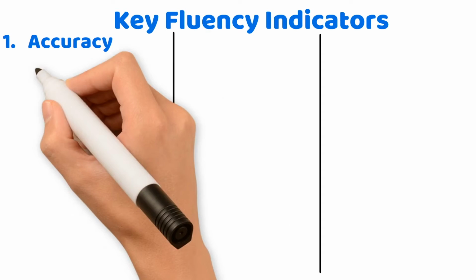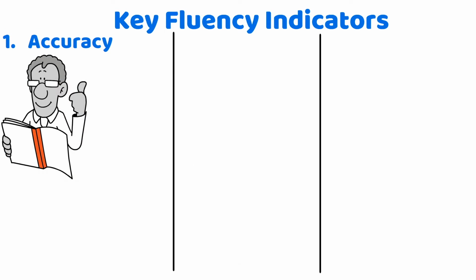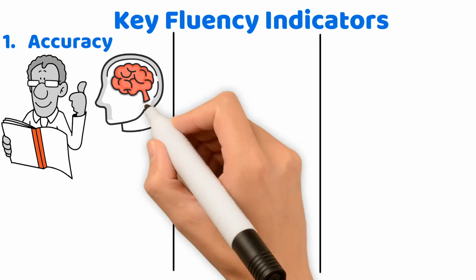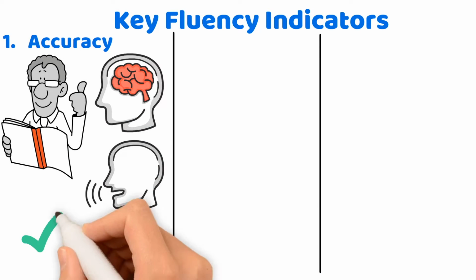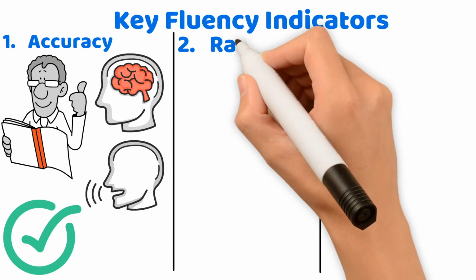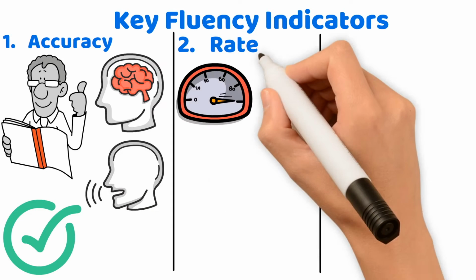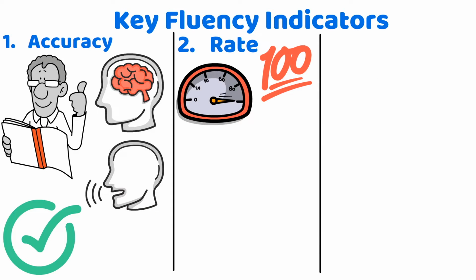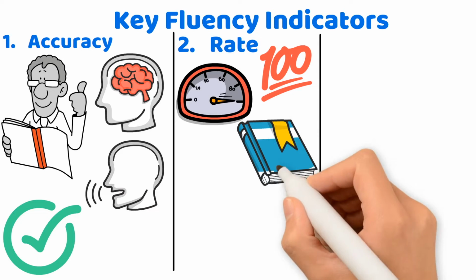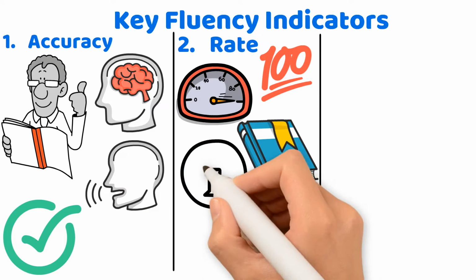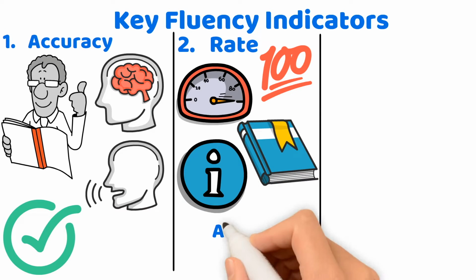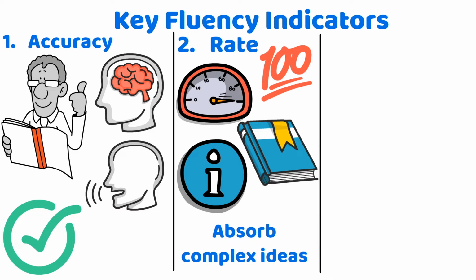1. Accuracy. This is all about reading the right words. A fluent reader recognizes and pronounces words correctly, which is foundational to reading smoothly. 2. Rate. It's not just about speed, it's about appropriate speed. For instance, narrative texts may be read faster to reflect conversational speech, whereas informational texts might require a slower pace to absorb complex ideas.